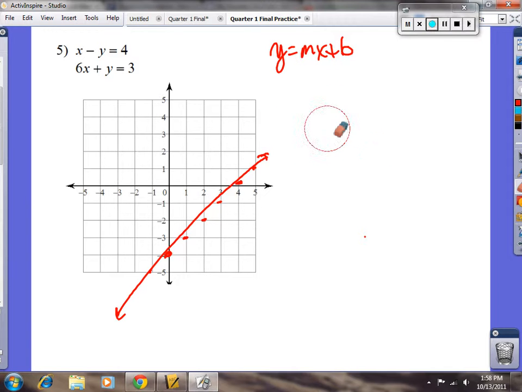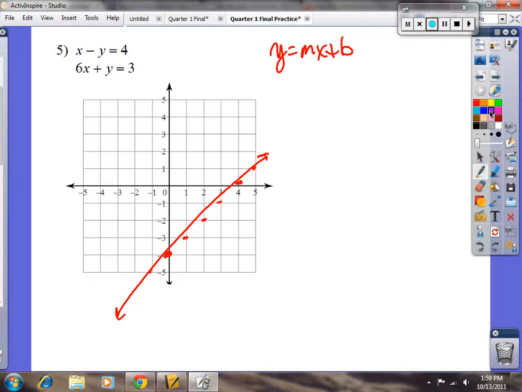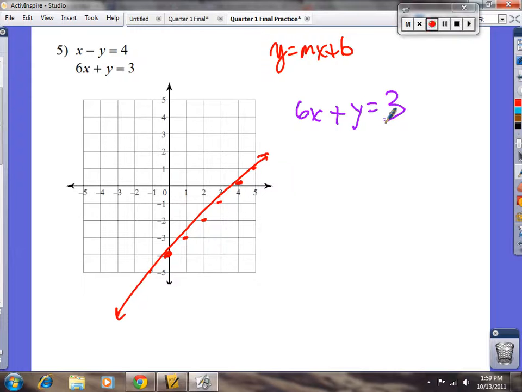Here we go. Now, problem number 2. 6x plus y equals 3. Again, it's in standard form. So let's subtract 6x. Subtract 6x. So we're going to have y equals 3 minus 6x, or y equals negative 6x plus 3.